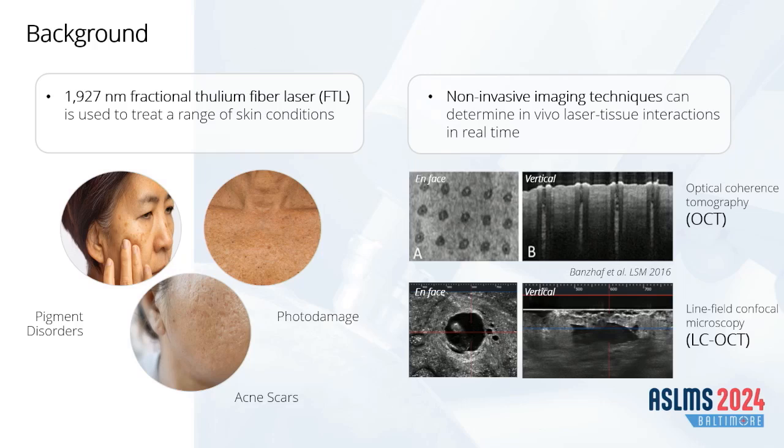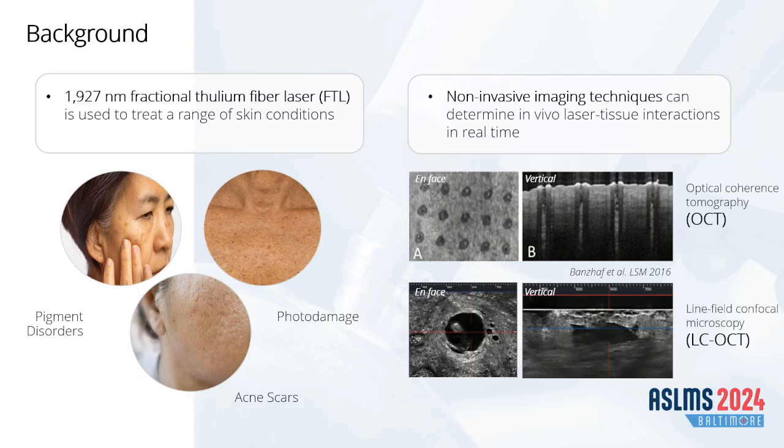So the 1927 nanometer fractional thulium laser, or the FTL, is commonly used in medical and cosmetic settings to treat pigment disorders, photo damage, and acne scarring. And not infrequently, the device is referred to as a non-ablative device, though few published studies actually take a look at FTL tissue interactions in a relevant in vivo human setting.